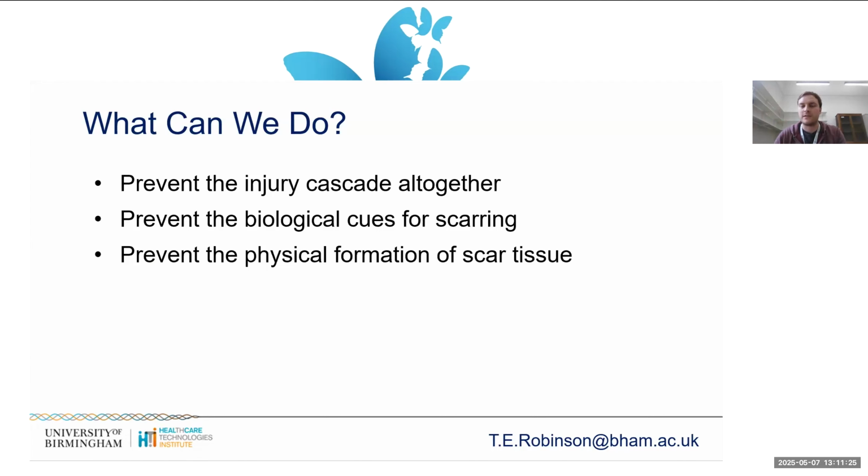The second one is preventing those biological cues. So that little diagram I showed where the TGF-beta sticks onto a fibroblast and then causes it to turn into a myofibroblast. Maybe we can try and interfere with that pathway somewhere. And then the third one, at the far end: if we're at the point where we have all these extra myofibroblasts, can we prevent the physical formation of scar tissue? Can we stop that collagen, that cement, from being churned out as quickly as it is and causing all this scarring that's causing us so many issues?